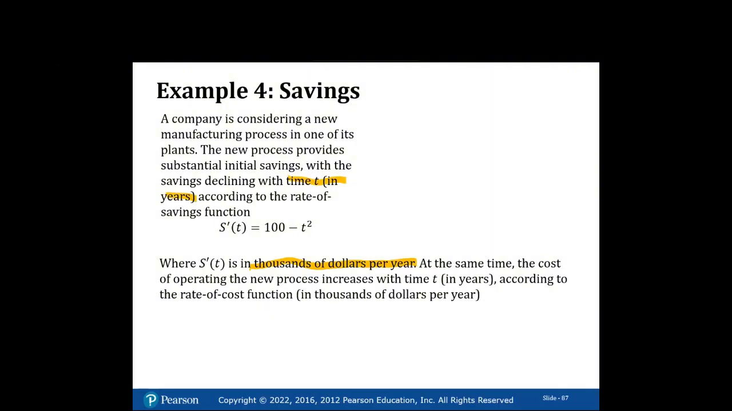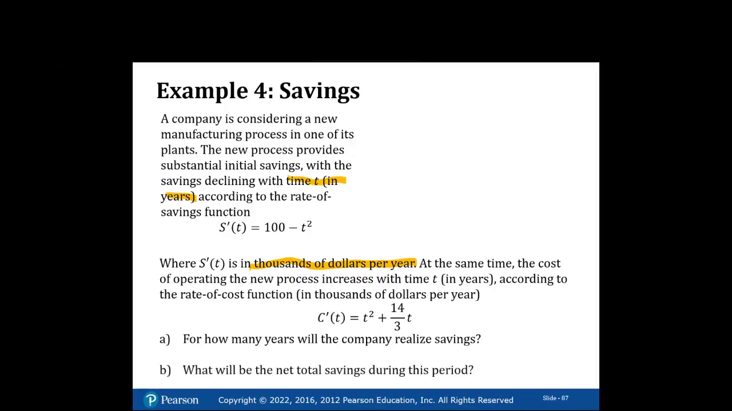At the same time, the cost of operating the new process is going to increase with time. And its rate of cost function is c prime of t, t squared plus 14 thirds t. We want to know: for how many years will the company realize savings? How long are they actually going to be saving things with this new process? And what will be the net total savings during this period?